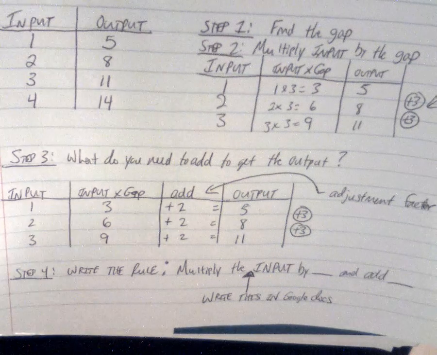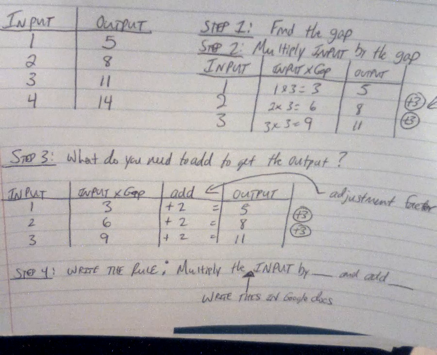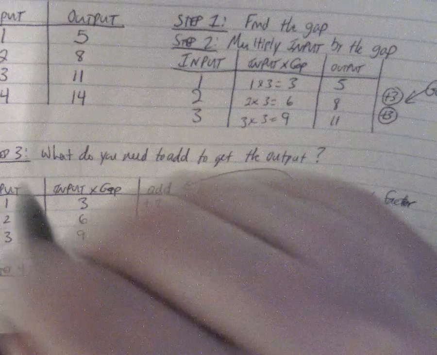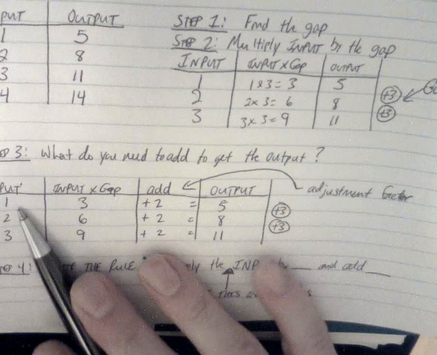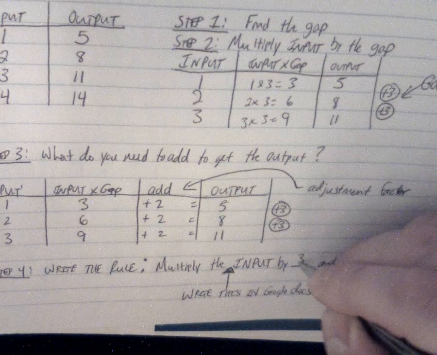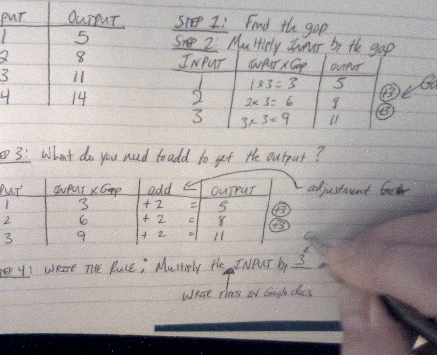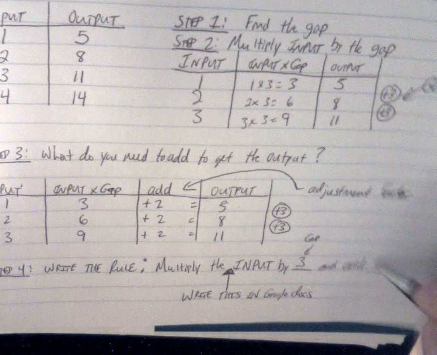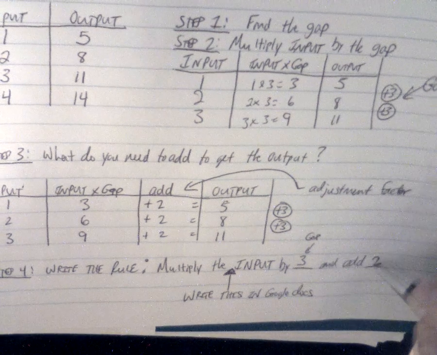And last but not least, step number 4, what we need to do is we need to write the rule. So the rule for this is we are multiplying the input by 3, which was the gap, correct? And we are adding 2, our adjustment factor.